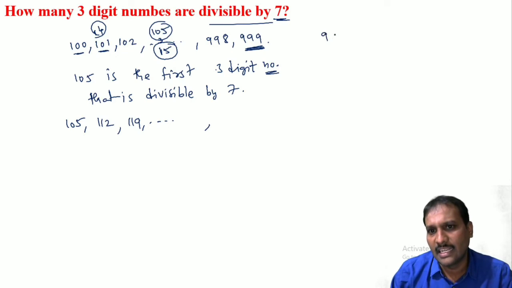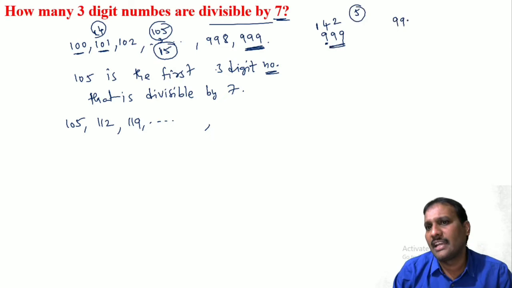So let us take 999. 7 1s are 7, 2 is remaining, 29; 7 4s are 28, 1 is remaining, 19; 7 2s are 14. So here the remainder is 5. So subtract 5 from 999, that is 994.